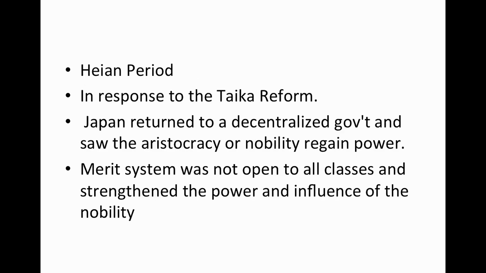And what follows is the Heian period. So there's this change again where we go backwards towards the later, towards the 700s or 800s, I believe. As we get closer to 1000 CE, Japan will return to a decentralized government as the nobility regains power and rejects those Taika reforms. Obviously, you would if you're losing your land. The merit system maintained, but it was not open to all classes like it was during the Song Dynasty, right, in China at least. And that will strengthen the power, influence, and nobility. So going forward, you're going to see more of a return to decentralization.